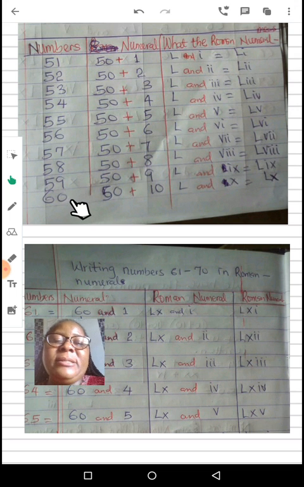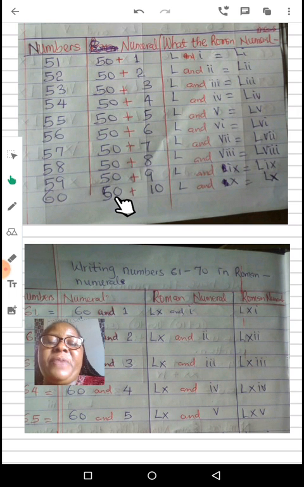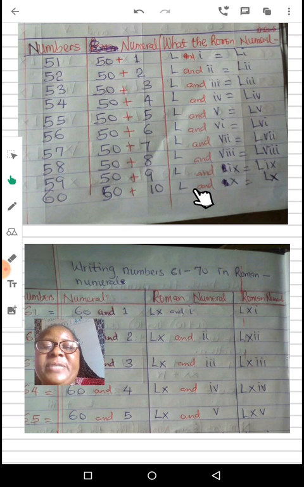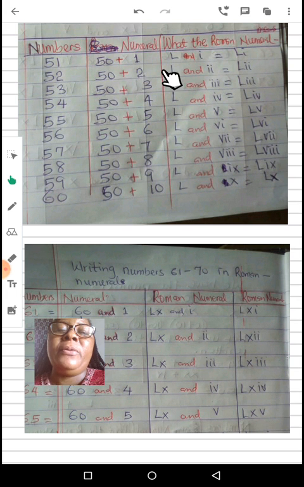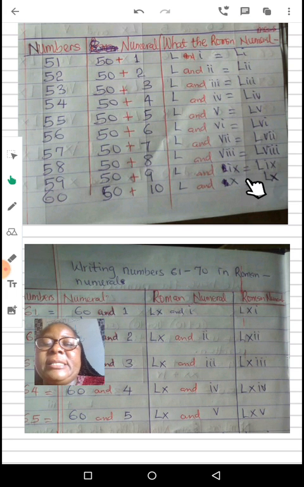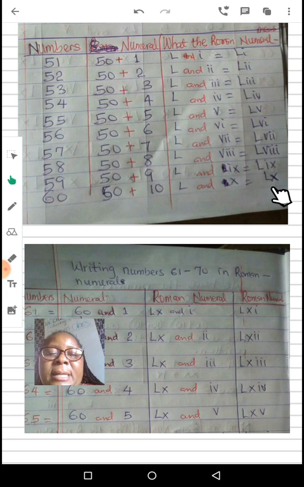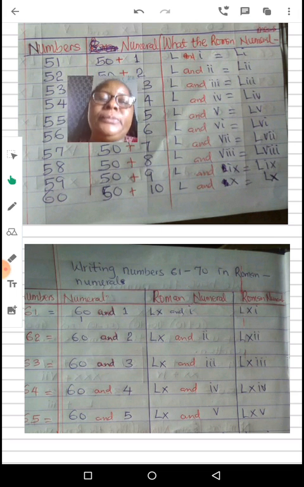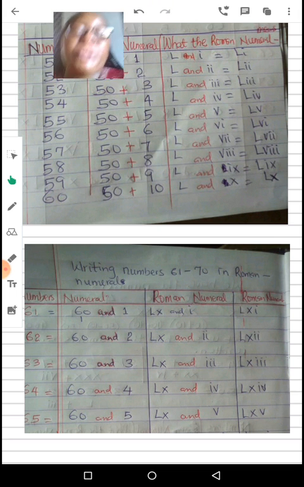Then 60 should be 50 plus 10. 50 plus 10 will give you 60. Therefore, 60 will now be 50 as in L and X for 10. So bring it together, it will be LX, 60. See now, 50 is L and 60 is LX. So let's continue. Should we continue?